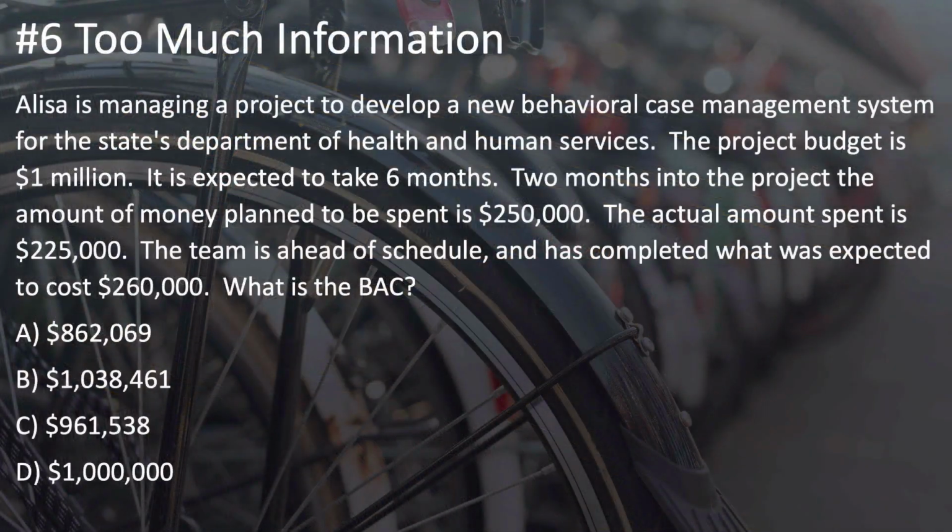For number 6, we look at questions that contain too much information. This example is Alyssa is managing a project to develop a new behavioral case management system for the state's Department of Health and Human Services. The project budget is $1 million. It is expected to take 6 months. 2 months into the project, the amount of money planned to be spent is $250,000. The actual amount spent is $225,000. The team is ahead of schedule and has completed what was expected to cost $260,000.